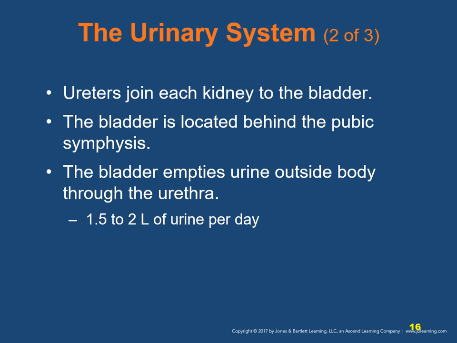The urinary bladder is located immediately behind the pubic symphysis, which is the front side of the bones of the pelvis where they join in the front. That's the symphysis pubis. The bladder is located right behind that. The bladder empties to the outside of the body through the urethra. In the male, the urethra passes from the anterior base of the bladder through the penis. In females, the urethra opens at the front of the vagina, and normal adults, men and women, form 1.5 to 2 liters of urine per day on average.